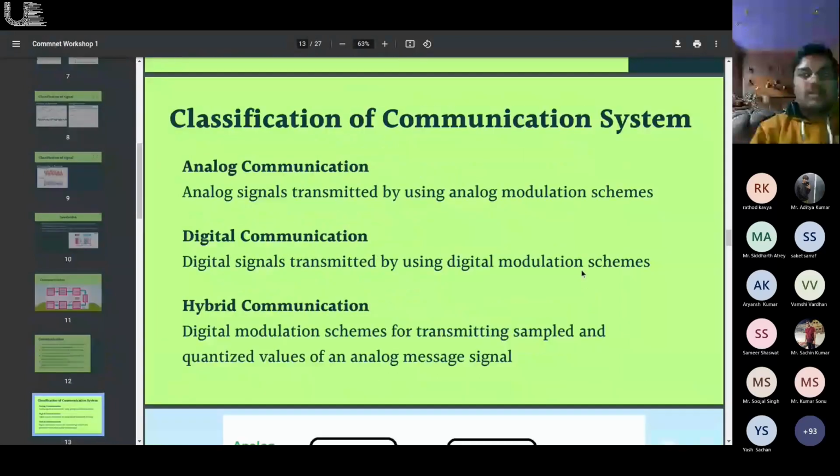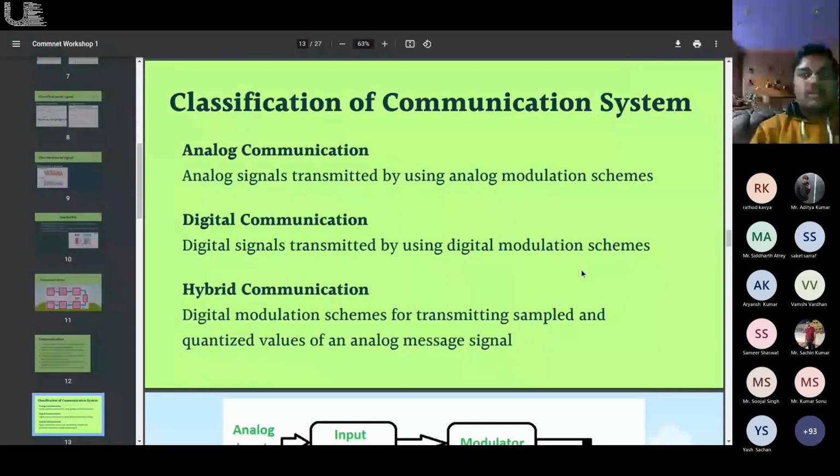If we discuss the types of communication systems, does anyone have any doubt on communication systems? Ask, any small doubt, ask. What is hybrid communication? That will be discussed. I'm asking about anything from what we have already discussed.